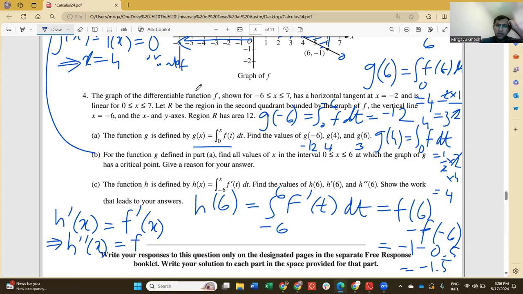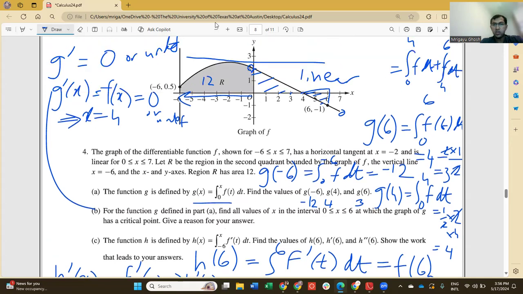No, I think I'm doing everything correctly. I think I'm just doubting myself. H of 6, I think I did correctly. H prime of x, I think I did correctly. So then h double prime of x would be just the derivative of that, which is f double prime of x. I think all is looking good right now. So that means that h prime of 6 would be f prime of 6.